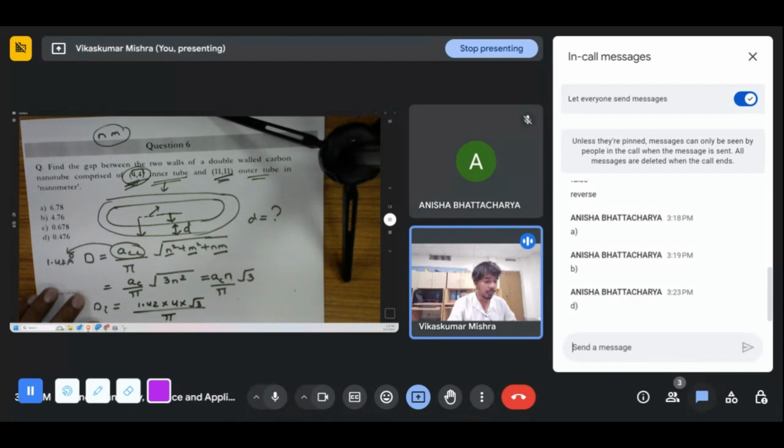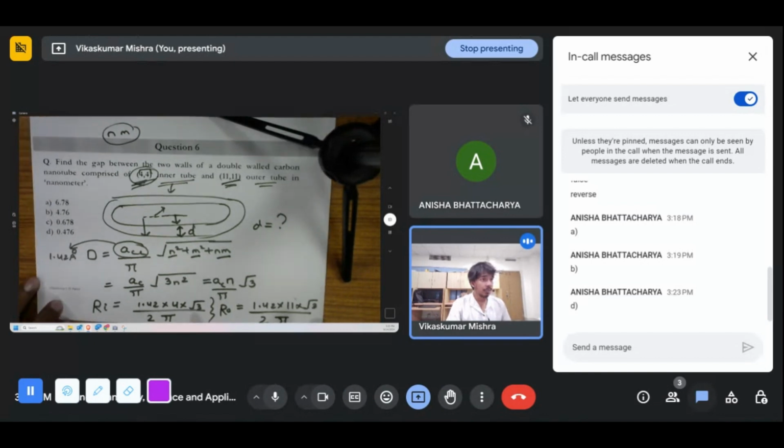Option D, you are telling? Okay, let's check that. I think you followed the same thing which I am doing. For the outer, it will be 1.42 again, multiplied by 11 multiplied by root 3, and the whole divided by pi. Now, this is the diameter. Let's make it the radius by dividing them by 2.